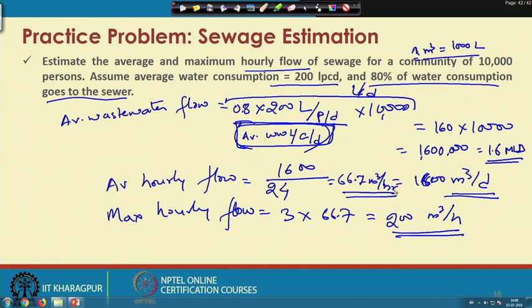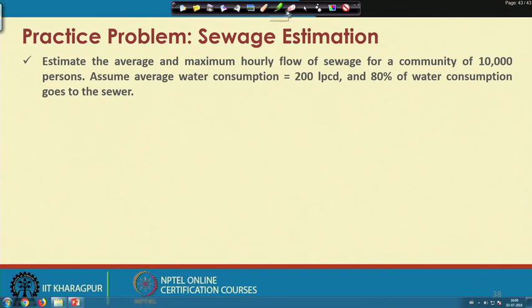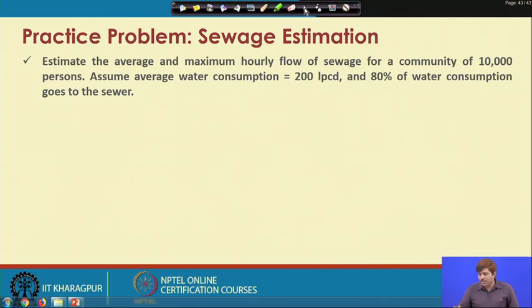So, these are our answers for the question, and that is how we can estimate the average hourly flow and maximum hourly flow in the sewage given the population and criteria. Here we have ignored all other parameters; there is no other inflow, there is no other outflow. If we ignore them, then these are the values that we can estimate from here. So, that is one example.